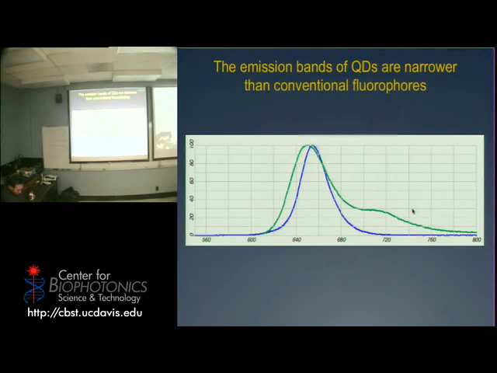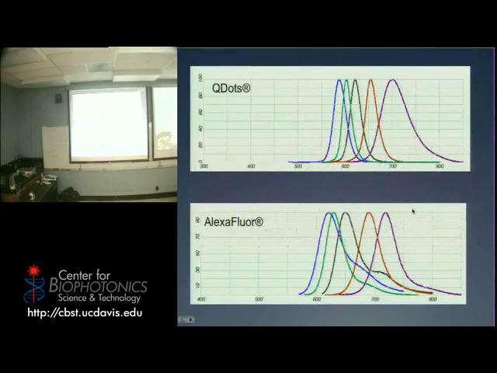And so here is just a collection. On the top are quantum dots, and on the bottom are just a standard class of organic molecule fluorophores. And you can see how much narrower they are, and you can see the first two lines, the blue and the green. If you have to go and separate out this one or this one, you can see that there's definitely more room here to wiggle around because they're narrower than this.